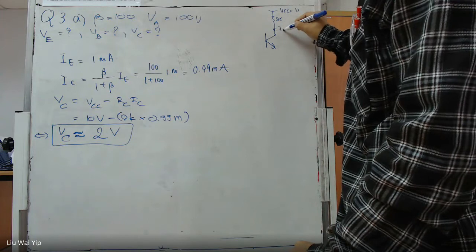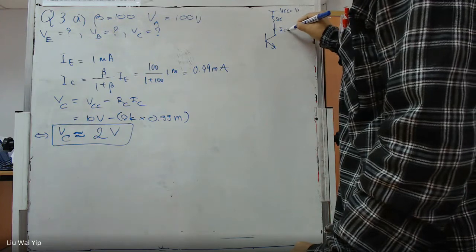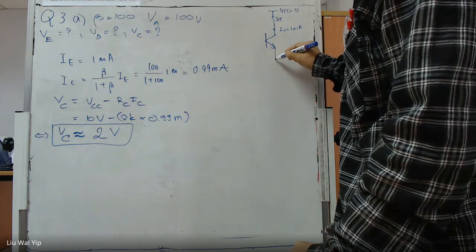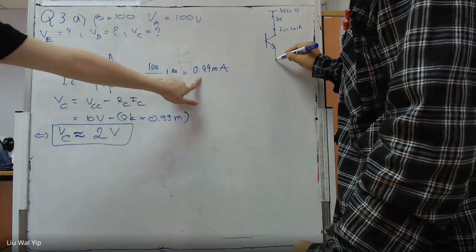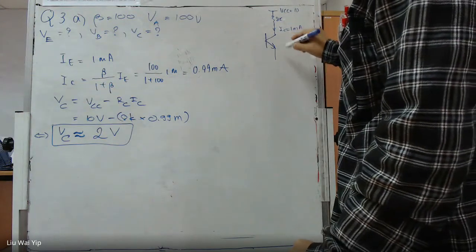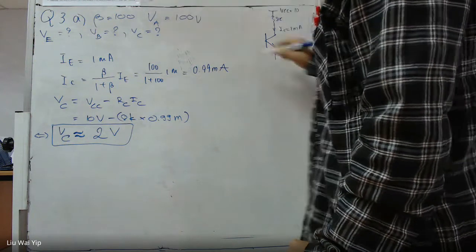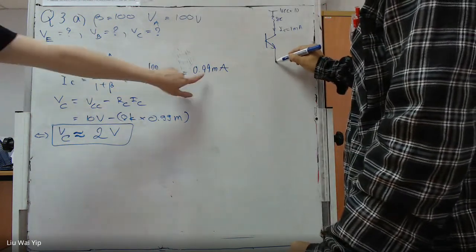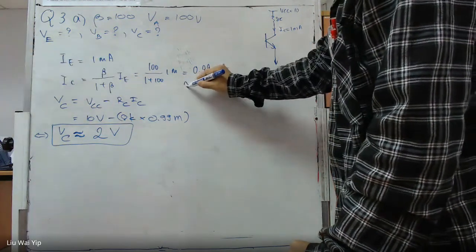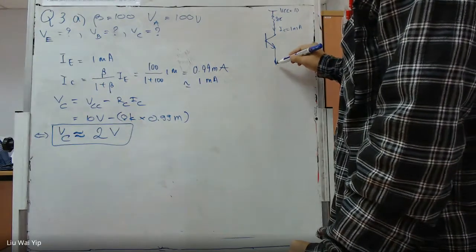You have 1 milliamp here. And this one is also 1 milliamp. IC is actually 0.99, but I'm going to do approximation. There's no need to be exact. So we can write out here approximately 1 milliampere. Okay? So 1 milliamp.